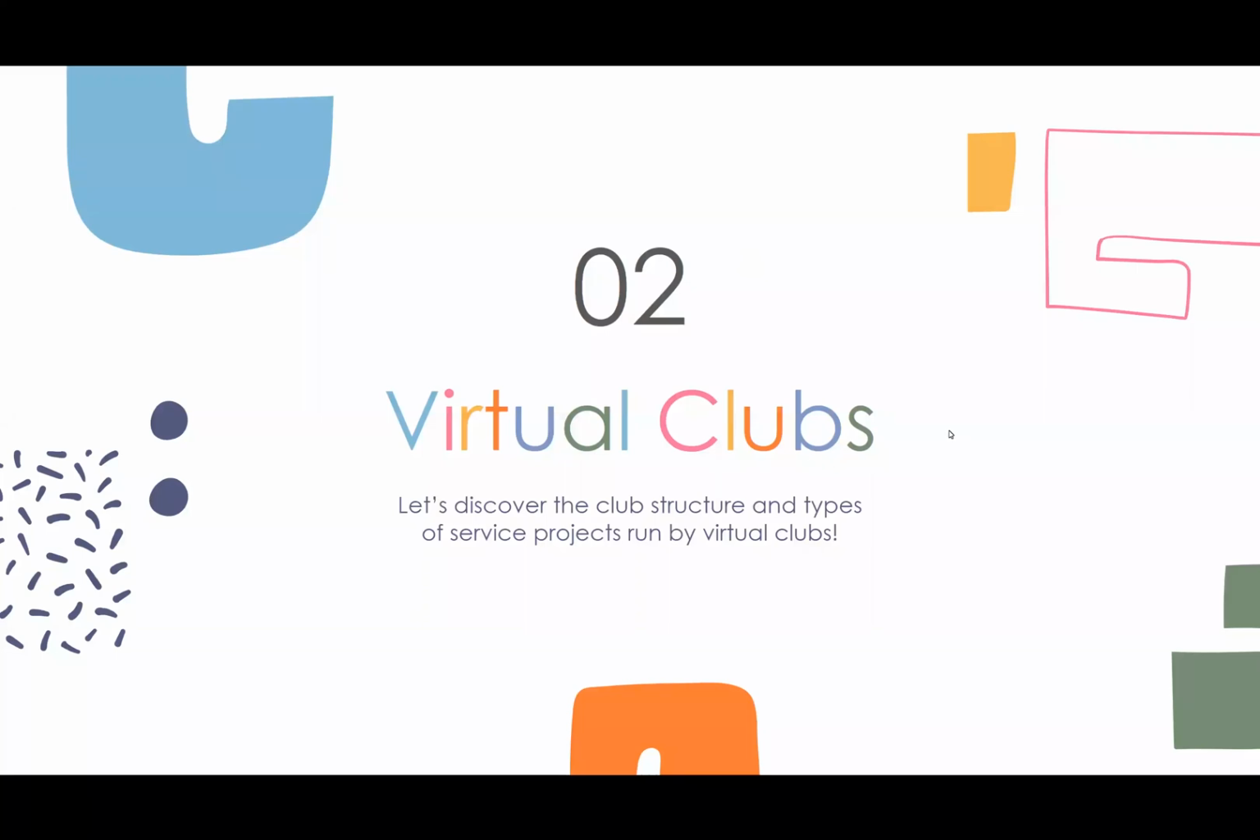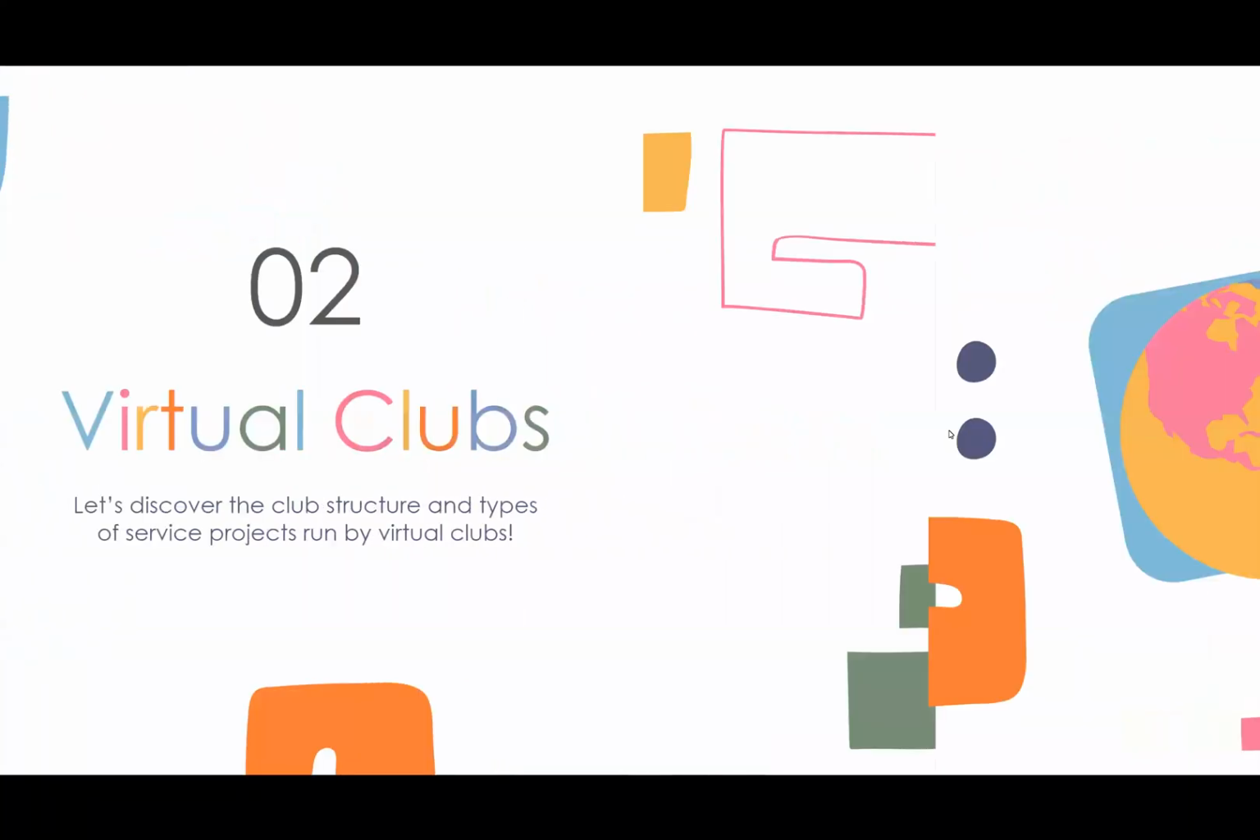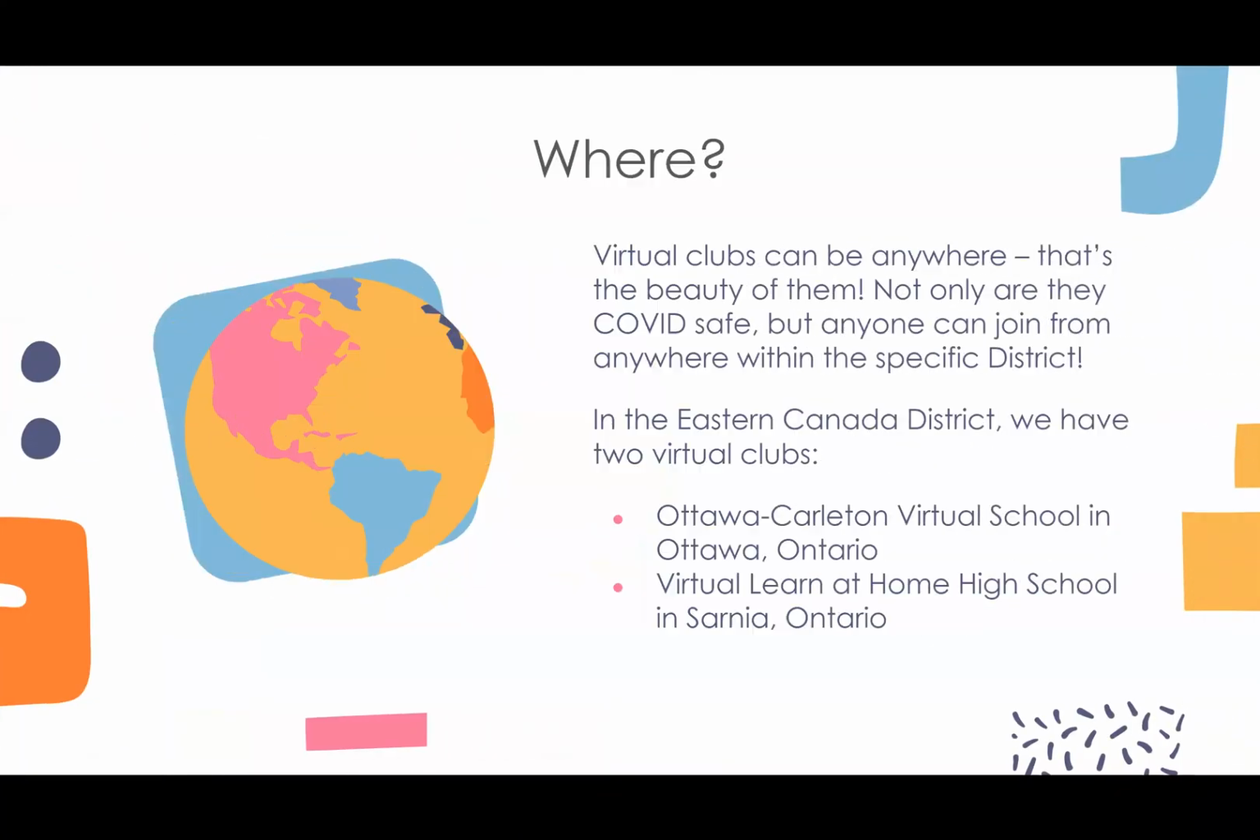So I'm going to be first talking about virtual clubs and the structure of those clubs. So the first question you might be thinking is, where do they have their meetings? Since most of you probably have yours after school or during your lunch periods in high school. Since they're virtual clubs, they are online through Zoom, Google Meets, Teams, and Microsoft. So that's the beauty of them, is that no matter where you are in the world or within your district, you're able to participate in Key Club.